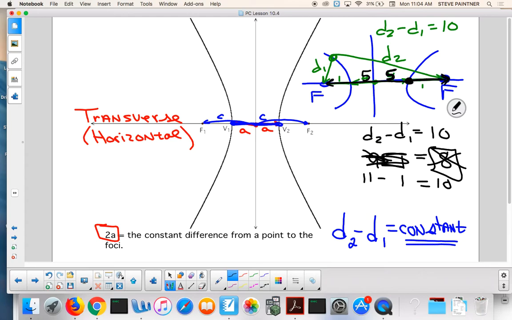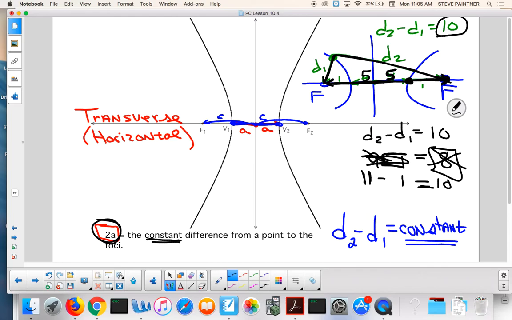Okay? But from here, this distance minus this distance, we're saying it's 10. And if I put these numbers down, 5 plus 5 plus 1 is 11. Take away this distance, 1, and you will get 10. So what happens is basically this. 2a is always going to be the constant, whatever the constant is. Now we picked 10, so we've got to go with the 10. We could have picked 12. We could have picked 14. But 2a will always be the constant difference. Just remember that, not so much today, more tomorrow.